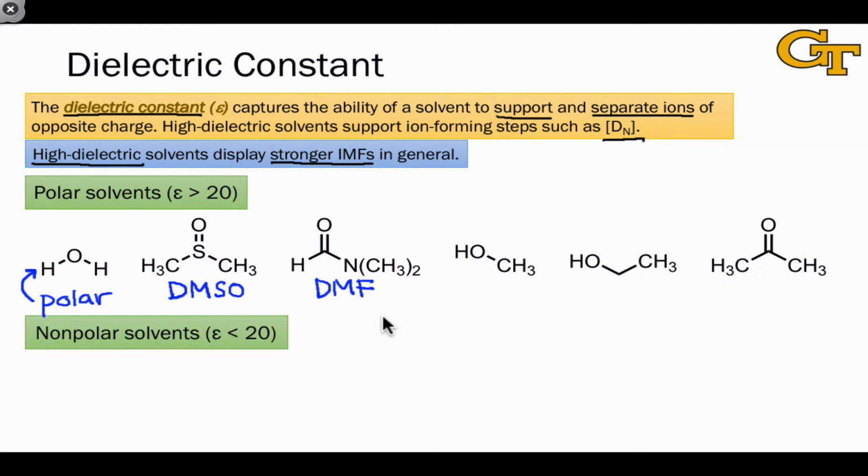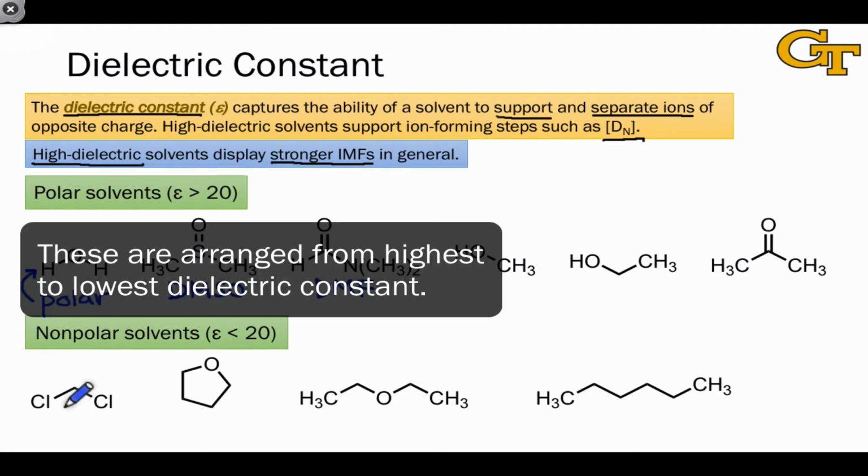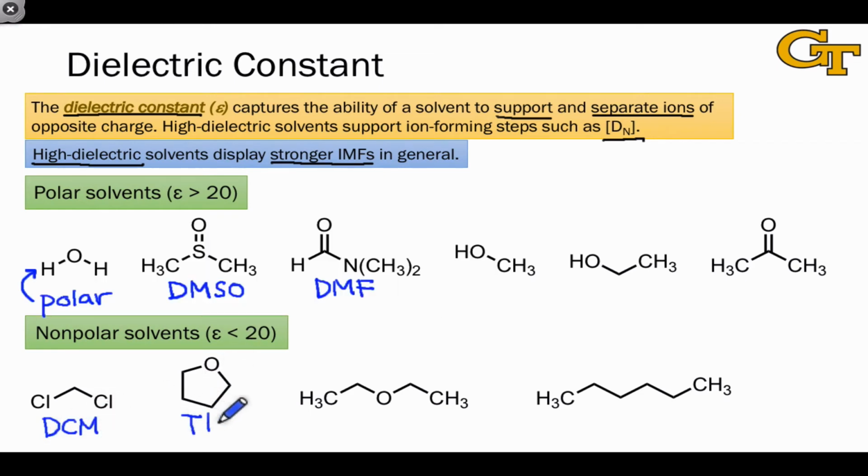Nonpolar solvents tend to have relatively low dielectric constants and low dipole moments. These are things like dichloromethane, or DCM, tetrahydrofuran, or THF, diethyl ether, which you'll often see abbreviated as Et2O, and of course hydrocarbon solvents such as hexane are going to be squarely in the nonpolar territory.